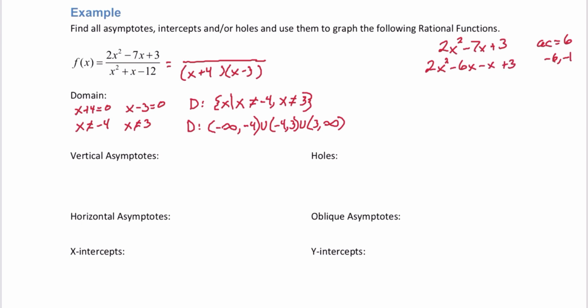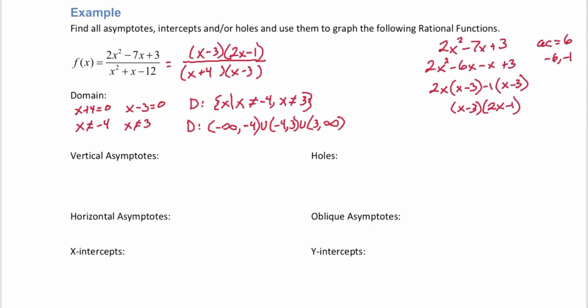Looking at the first two terms, they have a 2x in common. Factor out the 2x and we're left with x minus 3. The last two terms have a -1 in common. Factor it out and you're left with x minus 3. Finally, we factor out the x minus 3 and we're left with 2x minus 1. So we'll put that in the numerator: x minus 3 times 2x minus 1.